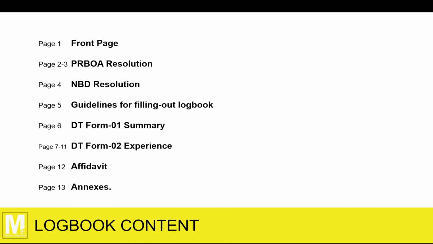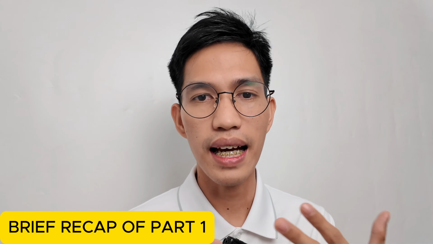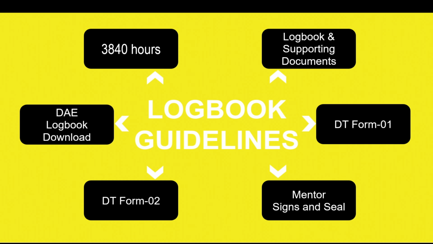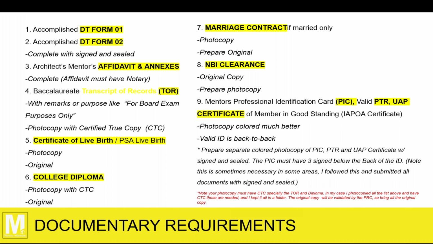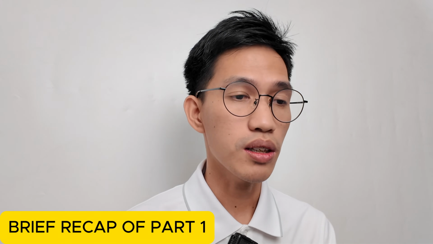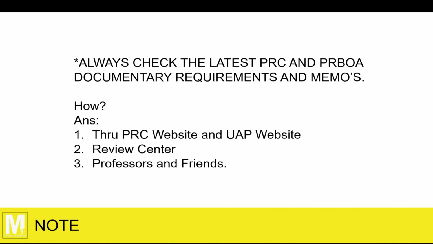In the Dae Logbook, we have the front page, PRBOA resolutions and BD resolution guidelines, DT Form-01 summary, DT Form-02 experience, affidavit, and annexes. We have 6 guides in filling out the logbooks and documentary requirements that are needed. You can also see it in DT Form-01 summary, but I have here the 9 documentary requirements. And always check the latest PRBOA, PRC documentary requirements and memos.